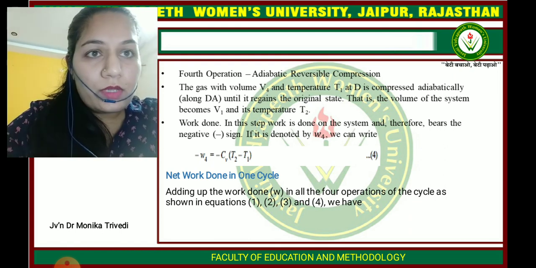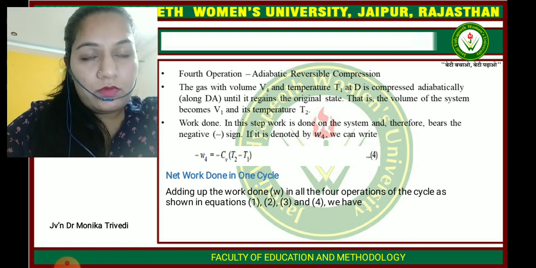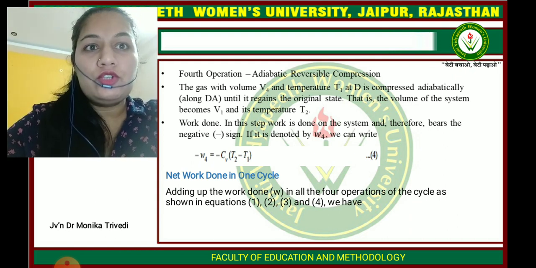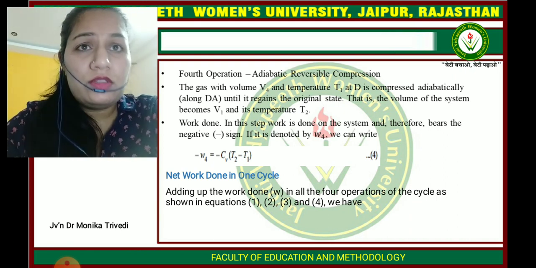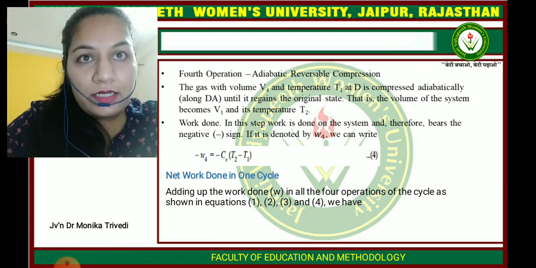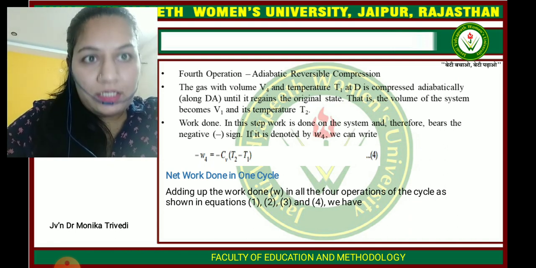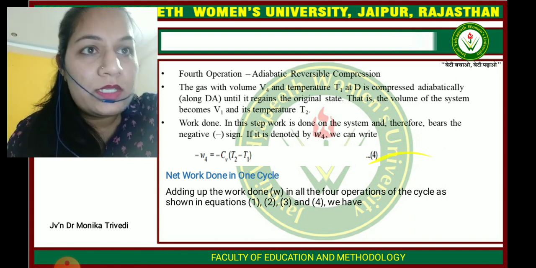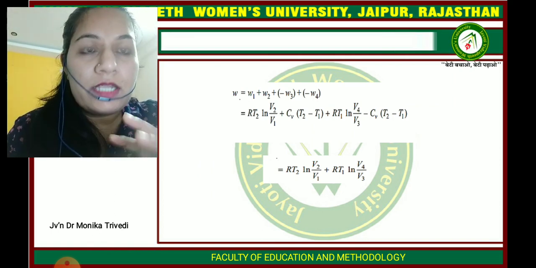If the work is W4, then minus W4 is equal to minus Cv (T2 minus T1). This is equation 4. If we want to calculate the overall work done on the system by this Carnot cycle, we have to calculate the net work done by putting all the equations 1, 2, 3, 4 together, and we can calculate the work done by the overall system.